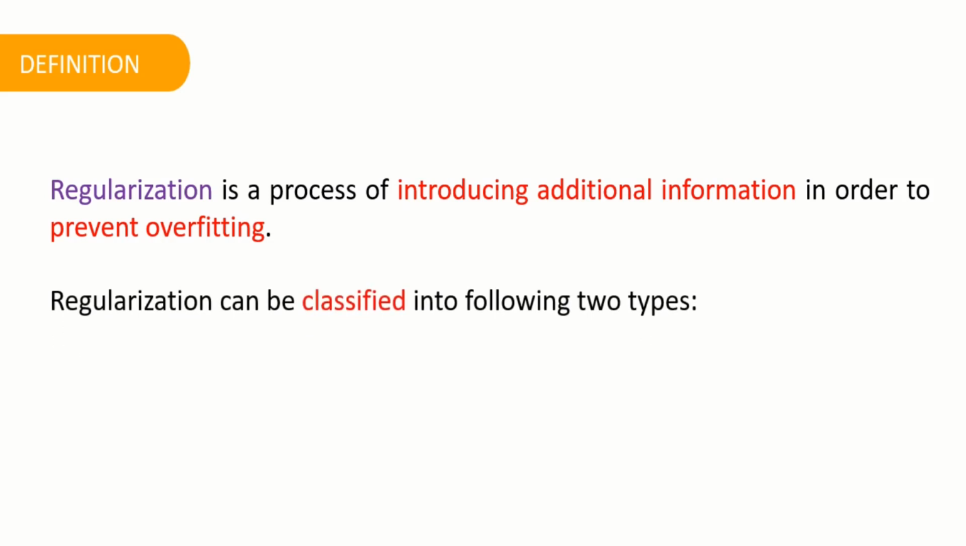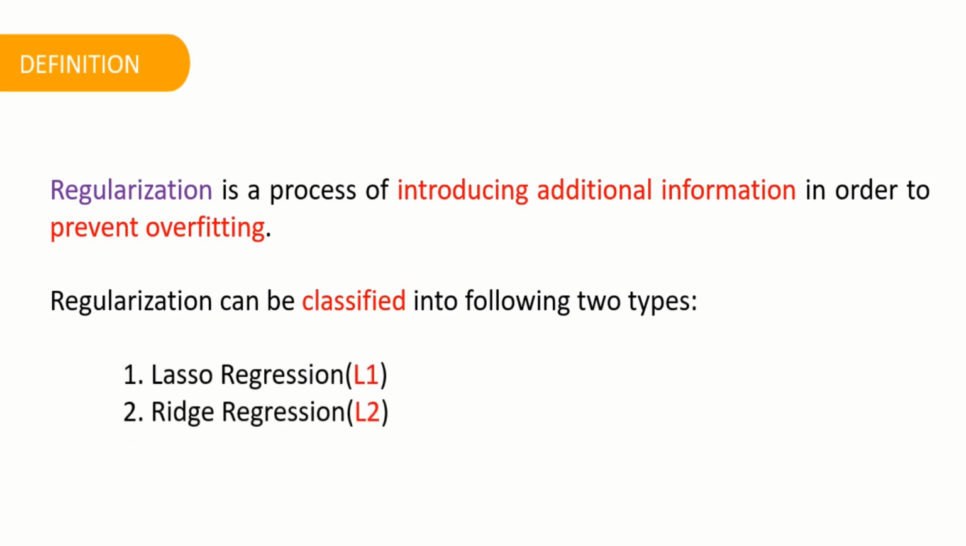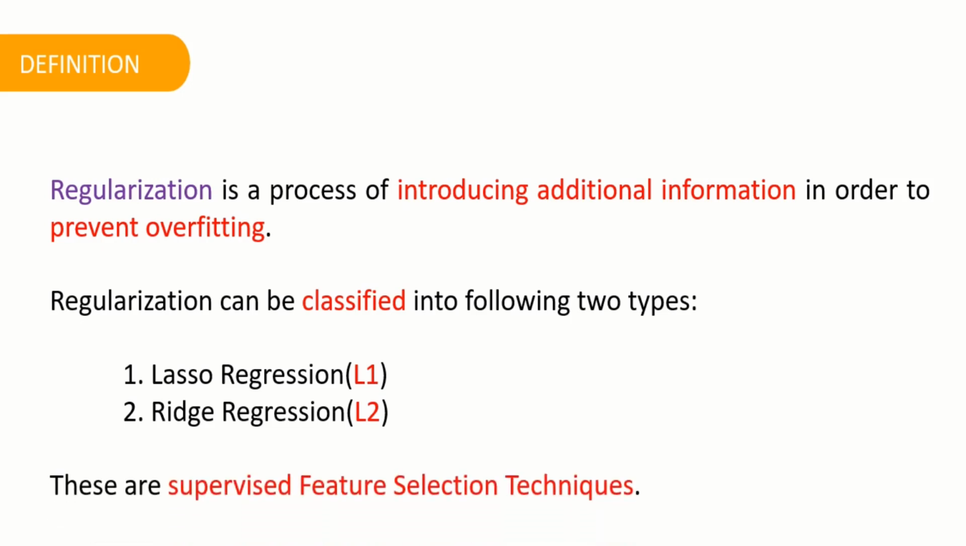Regularization can be further classified into two types. These are Lasso Regression and Ridge Regression, which are also termed L1 and L2 regularization. These are supervised feature selection techniques, which means we are going to select a number of features out of the total number of features, which determine our target variable. So let's understand this very deeply.